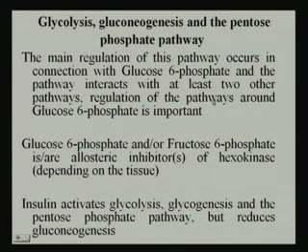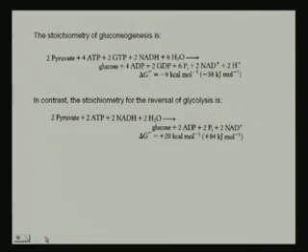Regulation of the pathways around glucose 6 phosphate is important. Glucose 6 phosphate and/or fructose 6 phosphate are allosteric inhibitors of hexokinase, or glucokinase, depending upon the tissue. Insulin activates glycolysis, glycogenesis and the pentose phosphate pathway, but reduces gluconeogenesis, and these are some of the differences and similarities.